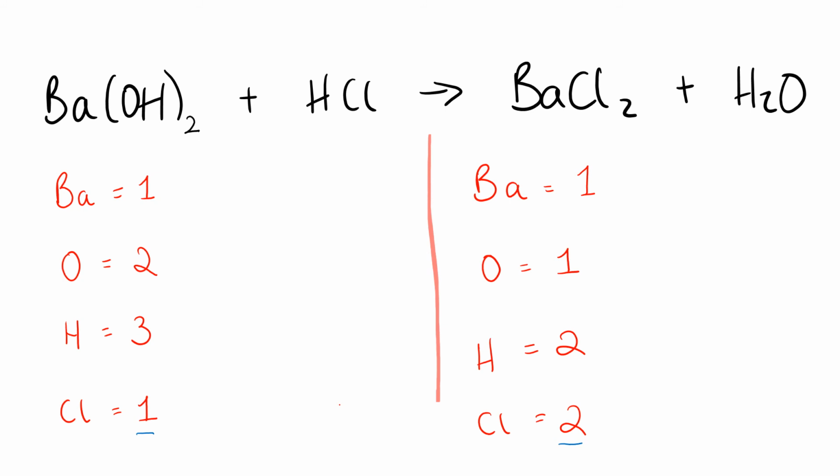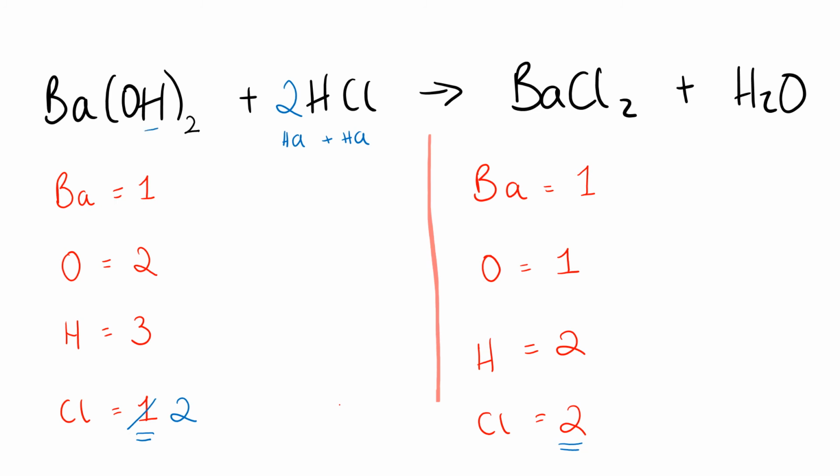If we're ending up with 2 chlorines on the right, we have to start with 2 chlorines on the left. And the only way to do that is to start with 2 hydrogen chloride molecules. That would give us the 2 chlorines that we need, because remember this is HCl plus HCl, 2 hydrogen chloride molecules. Now, although we've got 2 chlorines here, we've now changed the number of hydrogens. We've added an extra hydrogen.